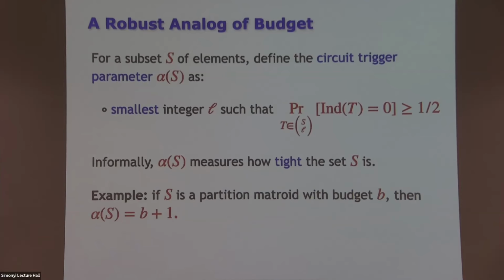And just to let it sink in a little bit more, say this is a uniform matroid. If S is just a uniform matroid with budget B, then you can ask, when would the first dependence arise? Well, it would arise when you've sampled B plus 1 many elements. Kind of deterministically, it'll always happen after the B plus first sample. This is the key thing to keep in mind: the circuit trigger parameter is the median location of when dependencies arise.